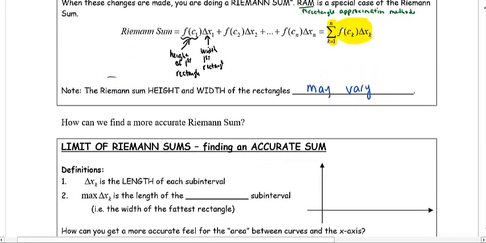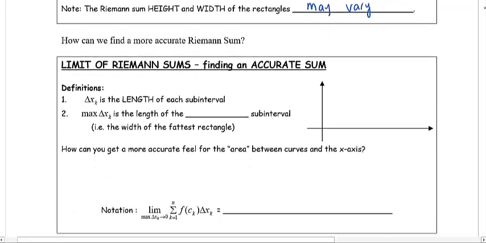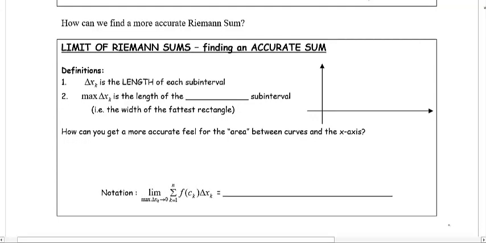Now, you might be thinking, what's the point of finding a Riemann sum? It's not even accurate. Fair enough. So the question I want to pose to you now is how can we find a more accurate Riemann sum? To do that, yes, we're going to think about this idea of limits. That's why we spent so much time in the summer package and the first week of school talking about limits.